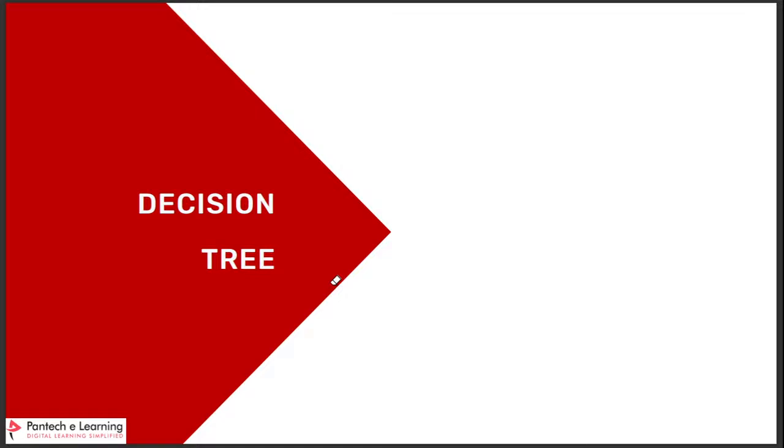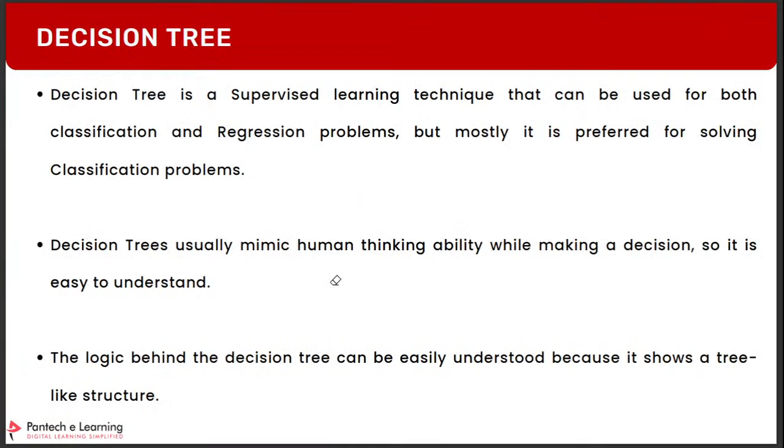So talking about decision trees, a decision tree is a supervised learning technique which can be used for both classification as well as regression, but it is mostly preferred for classification problems. Decision tree usually mimics human thinking ability, so it is actually easy for you to understand. The logic behind the decision tree is easily understood because it shows a tree-like structure.